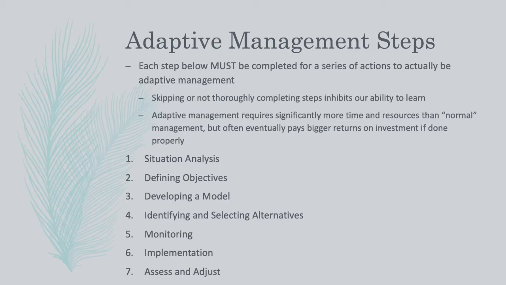Number four, identifying and selecting alternatives, right? So if you have an objective, you need to look at all your range of options and weigh them against one another. Step five, monitoring the situation. Step six is implementing whatever your actions might be. And then step seven, one of the most critical, is to assess the results and how effective your management action has been, and then to adjust accordingly, right? Okay, so those are the steps.